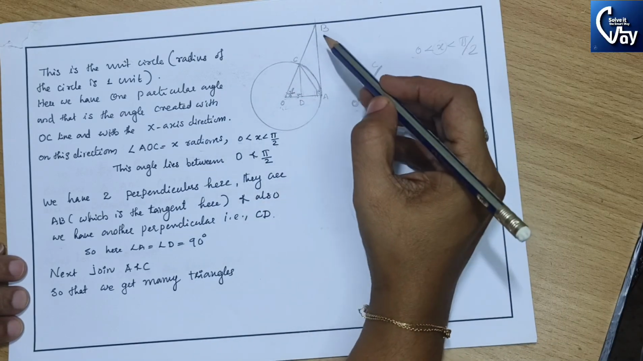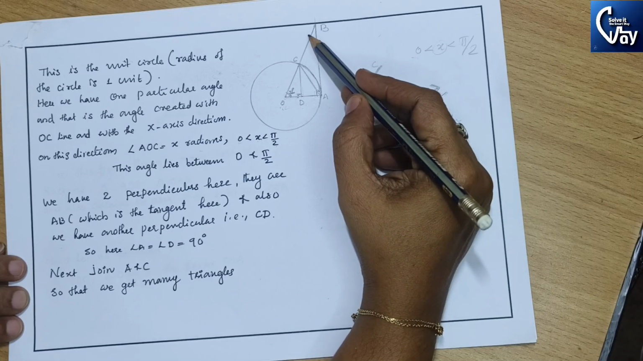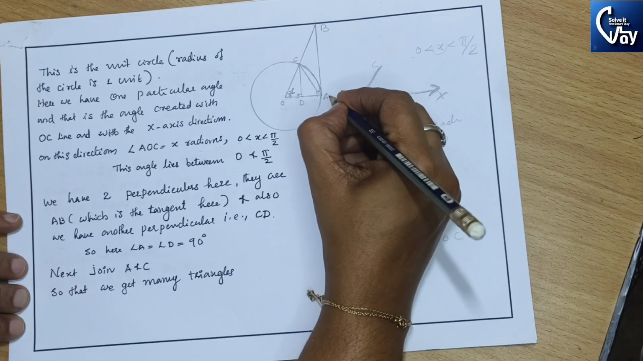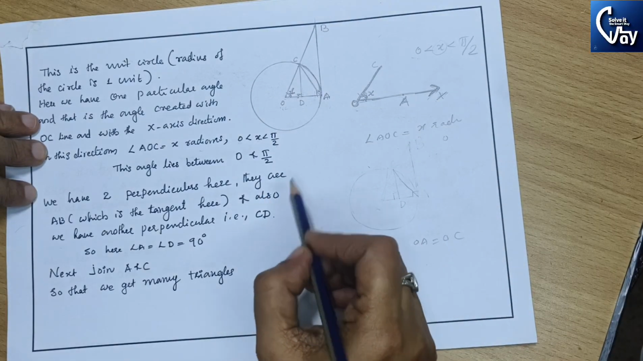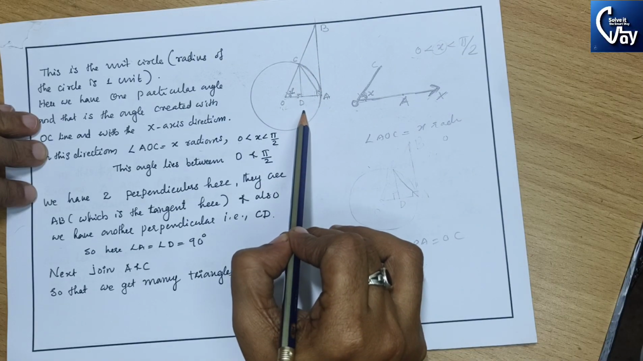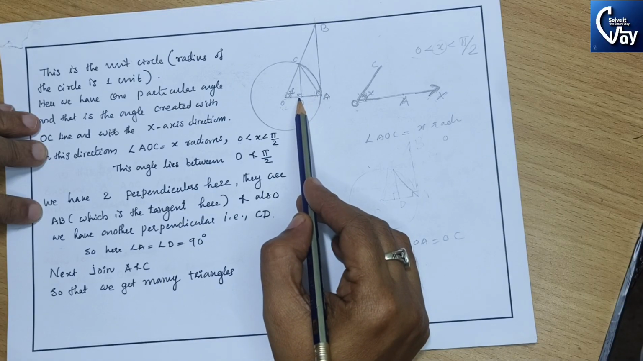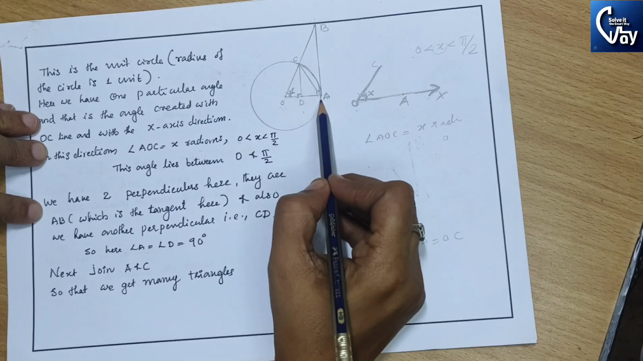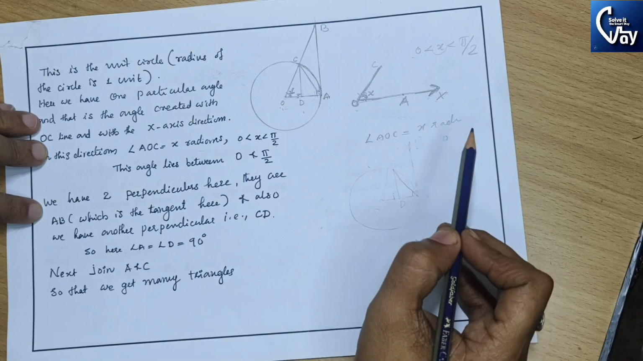So we have two perpendiculars, AB and CD. Both of them are perpendiculars. Already AB is a perpendicular, and the second one is CD. So angle A equals angle D equals 90 degrees, since these two are perpendiculars. Now join A and C, so that we get many triangles here. Is it clear?